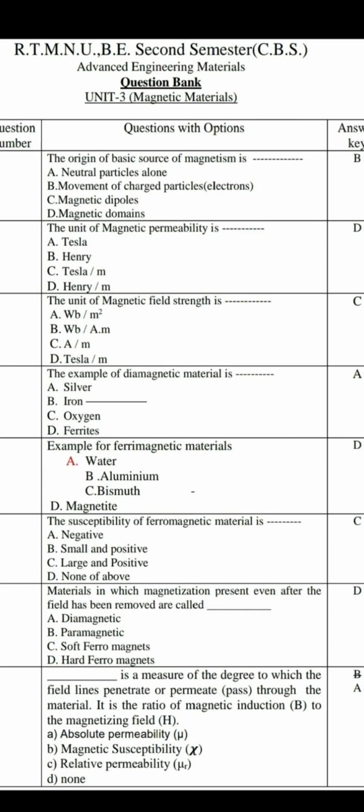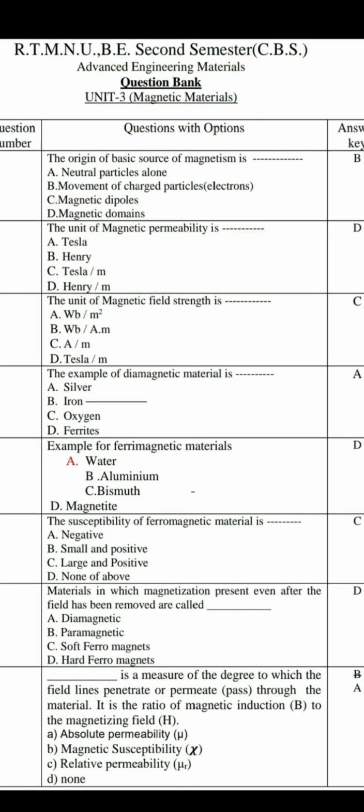Fourth, the example of diamagnetic material is. Options are option A silver, B iron, C oxygen, D ferrite. So the correct answer is A, that is silver.